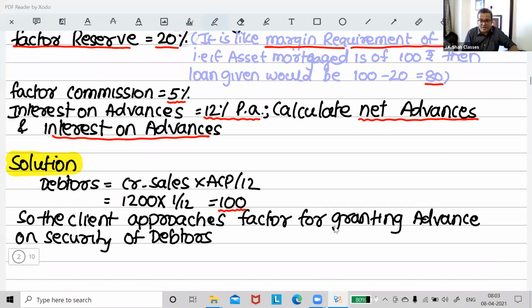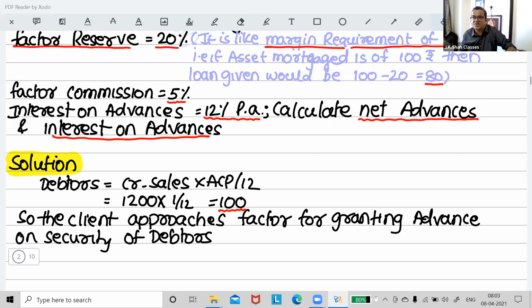So the client approaches the factor for granting advance on security of debtors. Let's play the party. Suppose you are the client and I'm the factor. Your credit sale is 1200 per annum, so your monthly sale is 100 rupees. You become the client, I become the factor. You are approaching me for granting advance on security of these debtors. Your monthly sale is 100 rupees.